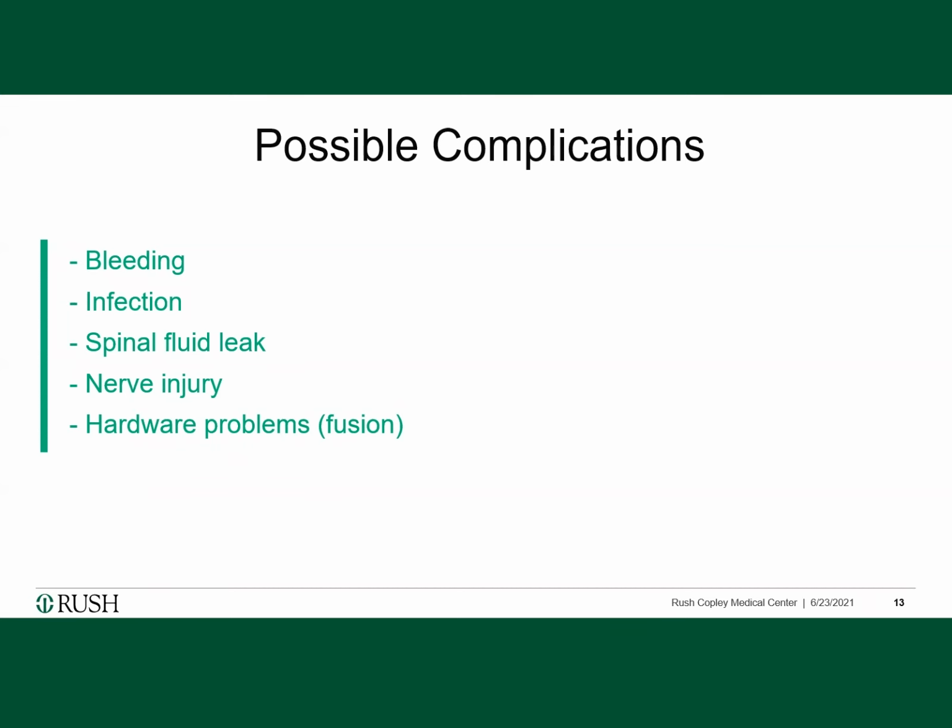Nerve injury is a very uncommon complication of surgery. With the modern instruments and microscopes, we're able to see everything very well. So it would be very uncommon to have any type of nerve injury, but it is a theoretical complication of any spine surgery because we are working around the nerves and sometimes the spinal cord.